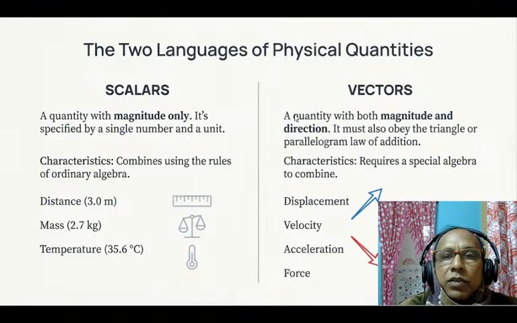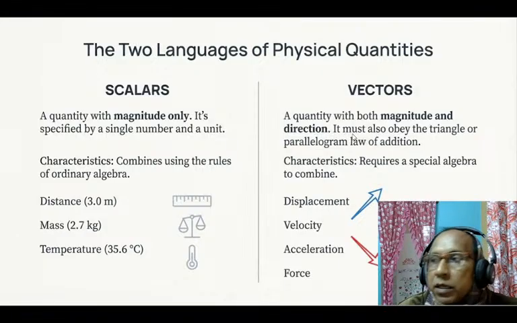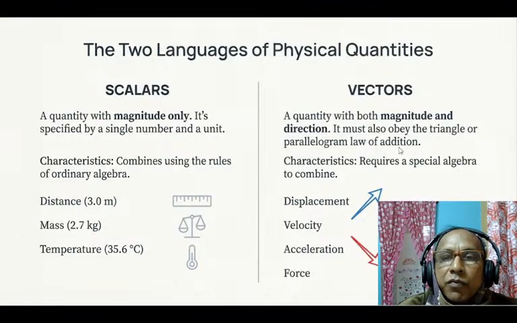Vectors: a quantity with both magnitude and direction. It must also obey the triangle or parallelogram law of addition. We have three laws: the triangle law of vector addition, the parallelogram law of vector addition, and the polygon law of vector addition. Now see, the characteristic is that it requires a special algebra to combine.